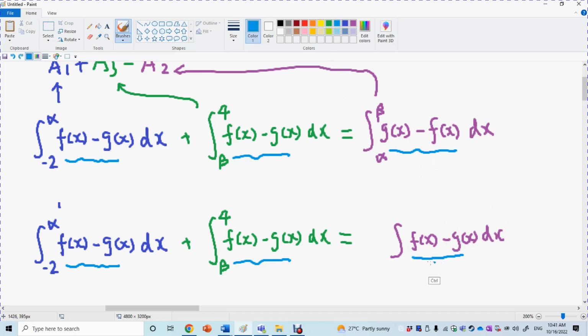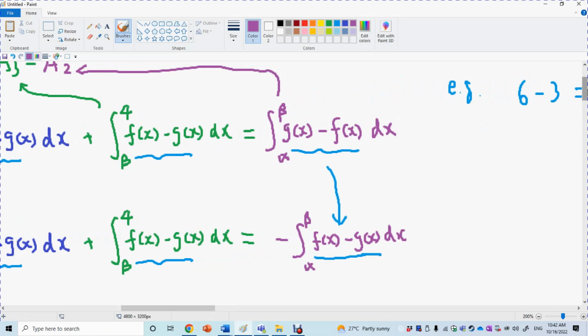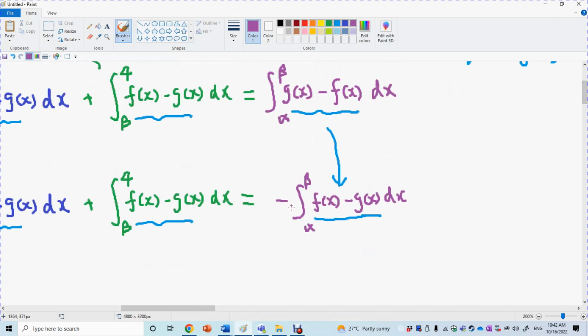After the reverse, what happens? My fx and gx, I swapped them, but the consequence of doing that is you need to have a minus outside, right? Because you reverse the subtraction of the two numbers. Let me give you one quick example. If you have 6 minus 3, how can you make 6 minus 3 equal 3 minus 6? 6 minus 3 is 3, 3 minus 6 is minus 3, right? So the only thing you can do is put a minus sign in front of the right hand side, then the two sides will be equal. That's what I'm doing here. If you swap that subtraction, then you need to have a minus sign outside.